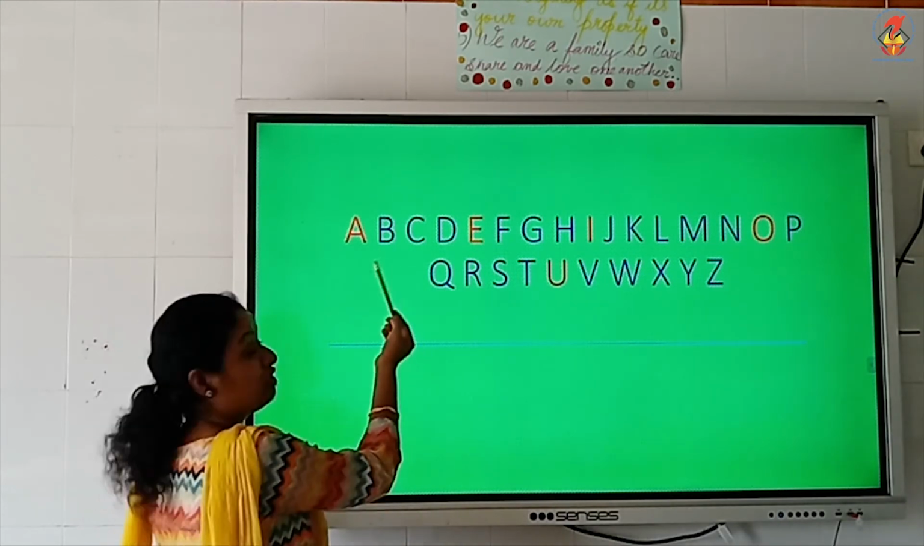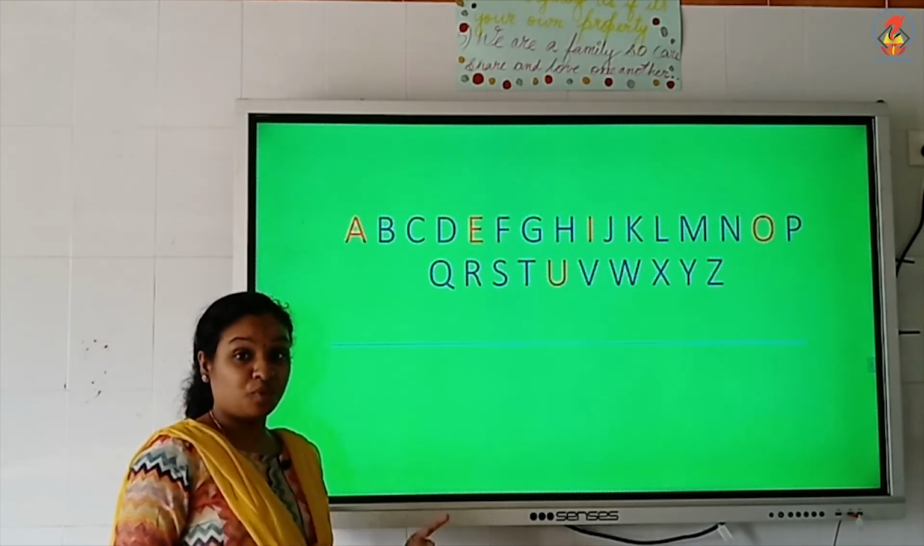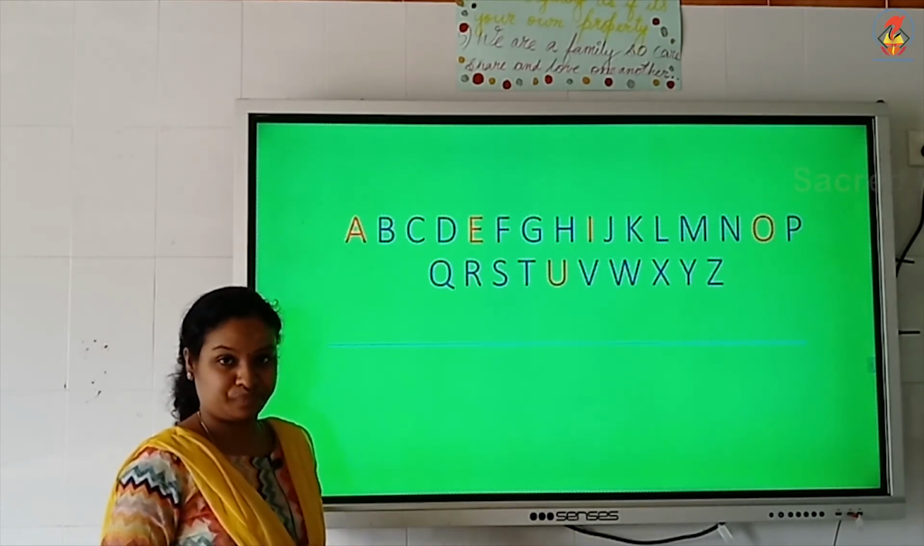Got it? So which are the consonant? We just tell one by one. B, C, D, F, G, H, J, K, L, M, N, P, Q, R, S, T, V, W, X, Y, Z. So 5 of them are vowels and the rest of the 21 letters are consonant.